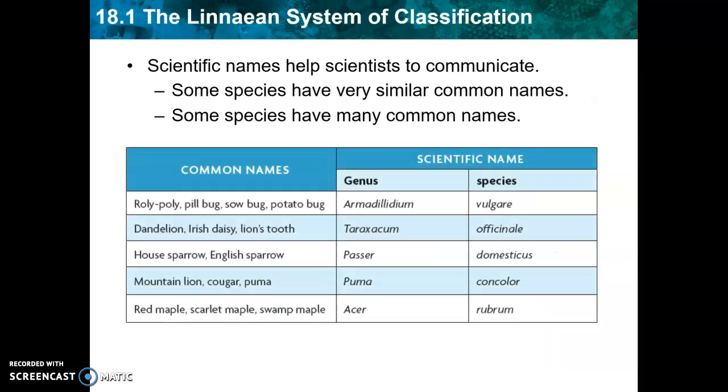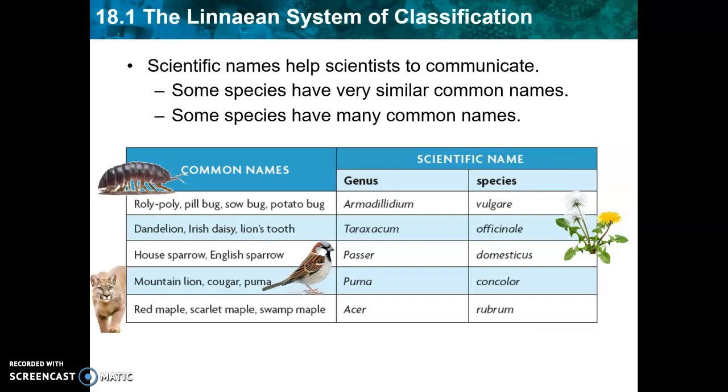Now, scientific names are going to be really important in scientific communication. Sometimes there are multiple common names for a species. One that you've probably heard of before would be a roly-poly. It's also called a pill bug or a sow bug or a potato bug. A dandelion has multiple common names, different types of names to describe the same plant. Mountain lion, cougar, and puma, three words that all mean the exact same organism.